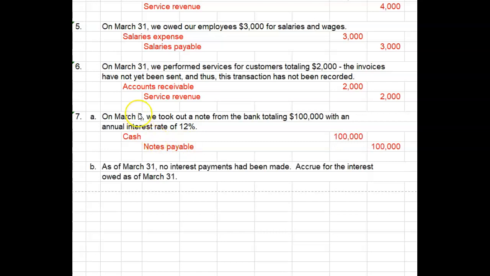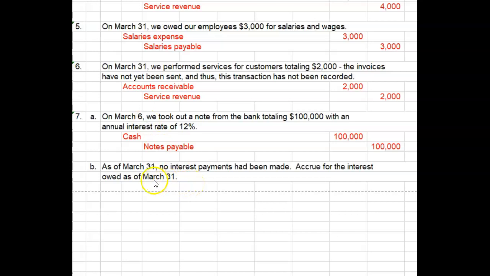So the journal entry on March 6th is to debit cash $100,000 and credit notes payable $100,000. Notice that I didn't try to calculate any interest on March 6th. There is no interest on March 6th. We haven't used the money yet.